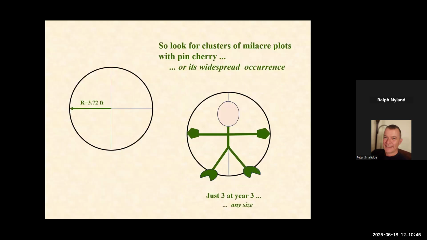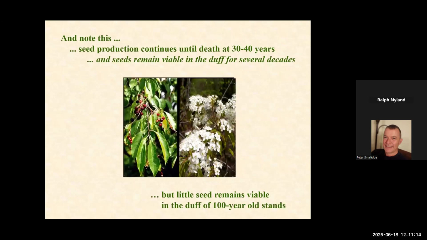But look, you can easily check for these. Remember, a milacre has a radius of about 3.72 feet. I have the good fortune that if I stretch out my arms, the tips of my fingers define the edges of a milacre. So I stand there and turn a circle around and can count just 3 pin cherries on that milacre. At year 3, any size, interference is likely to be a problem.